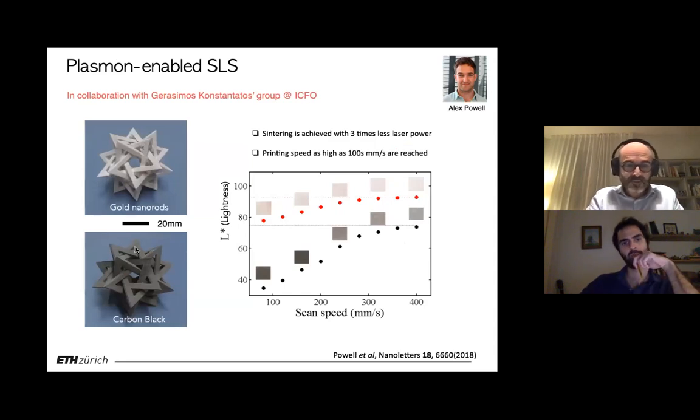So I go fast, but the idea is summarized here: this is what you achieve with carbon black, and this is what you achieve with this invisible ink. And it's not only that you get this whiter color, but you also need less energy, for a given concentration of material, to be able to sinter the polymer.